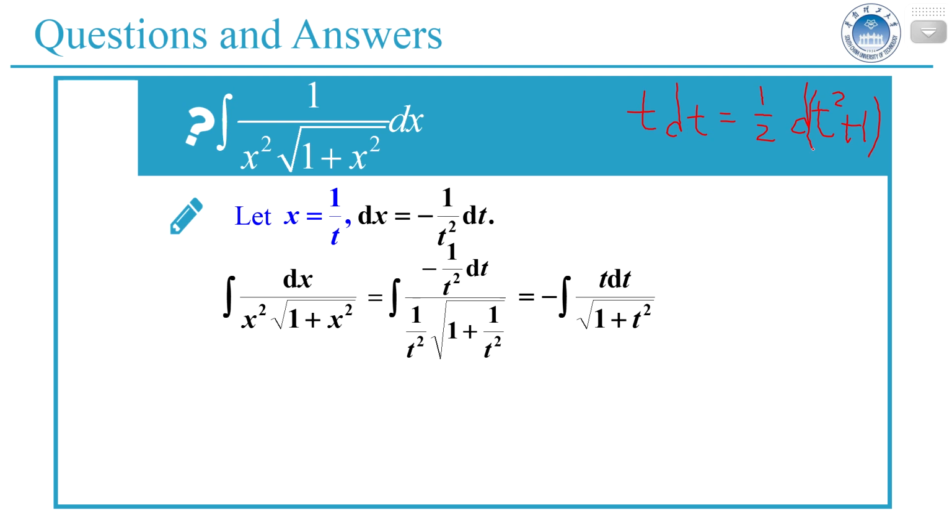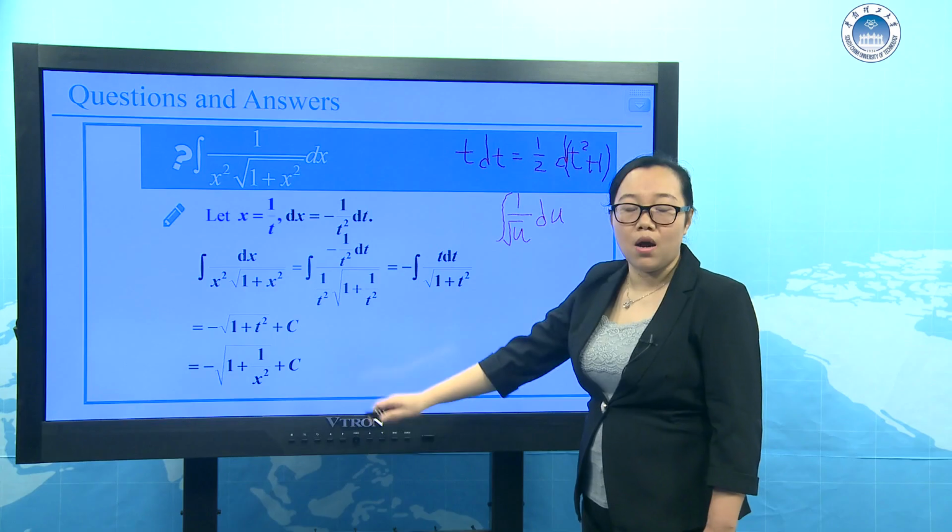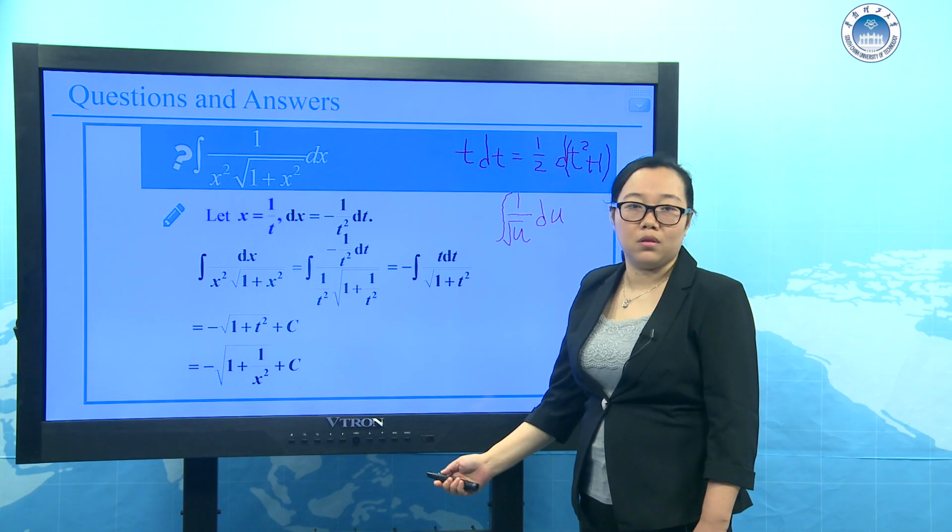So this means we get the integral of 1 over the square root of u, du. Now we go on and write it: this is our original function plus C. The last step is to replace t with x. How about t? Yes, t equals 1 over x. Substituting it in, this is the final result.